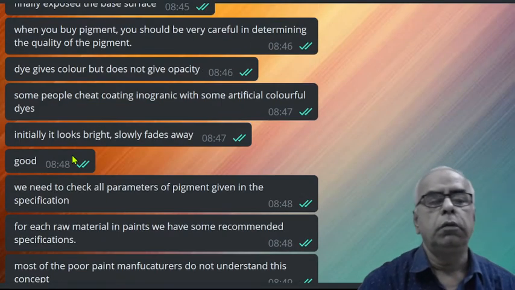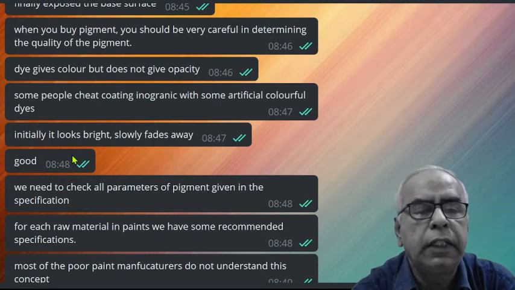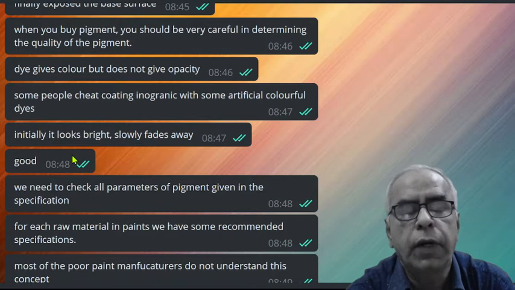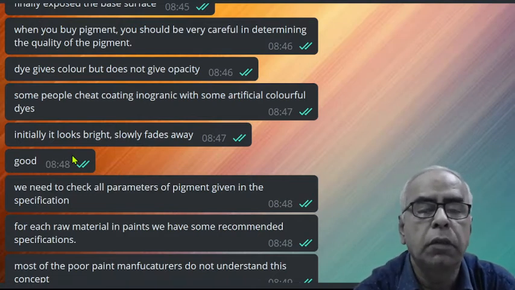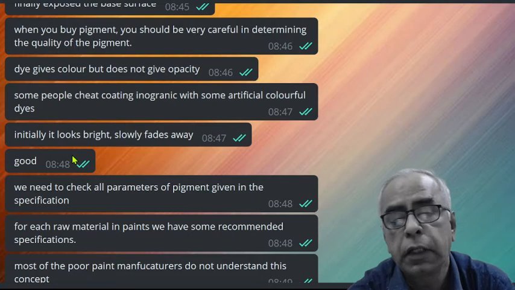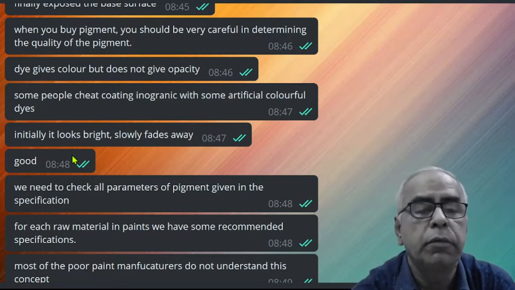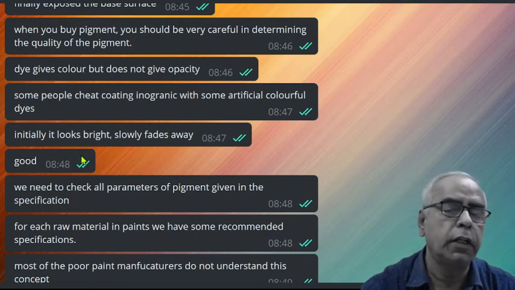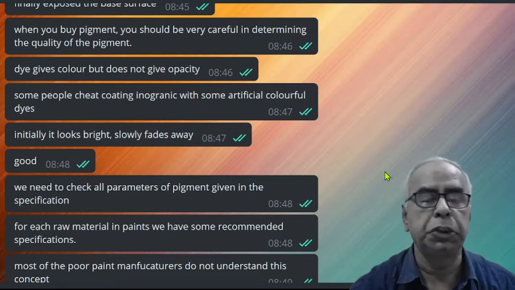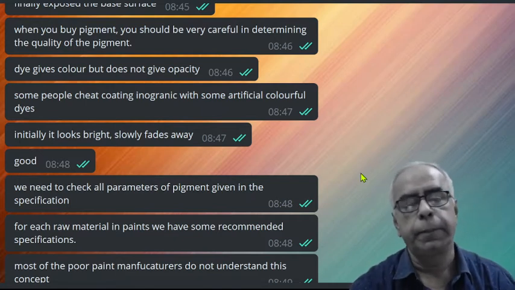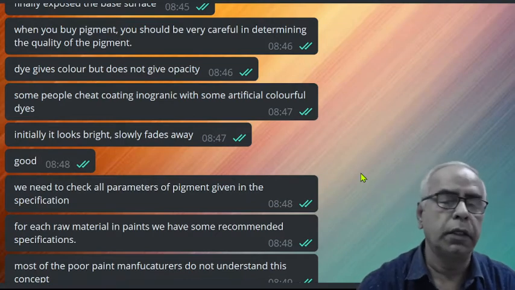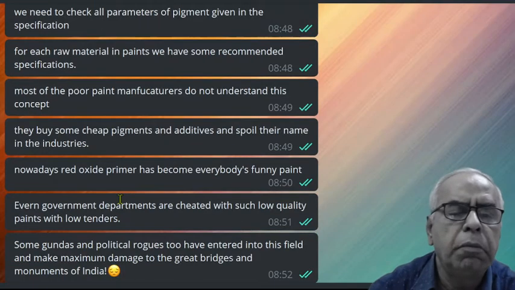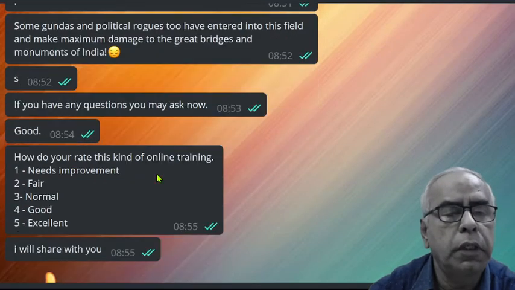Now let us talk about the dye. The dye gives color but does not give opacity, so that makes the difference. In fact, some people cheat by coating inorganic pigments with some artificial coloring dyes, but take care, by bleeding properties it can be easily found out. There is one bleed test with which we can easily find out the contamination with some rich dye, but it may easily fade off. And then pigment quality is very important in this case.